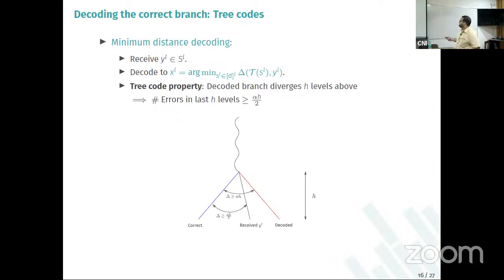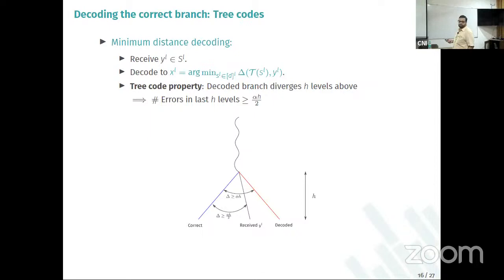So how? Let's say you decoded this red line, and this was your correct one. They were the same up to this point, and then they diverge for the last level, right? So what does it mean?